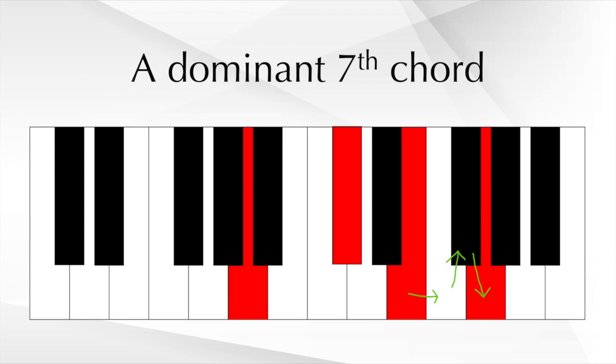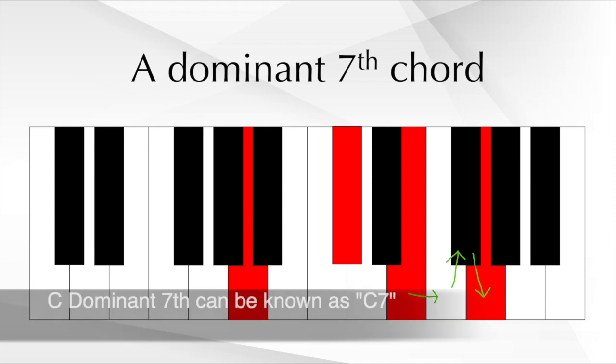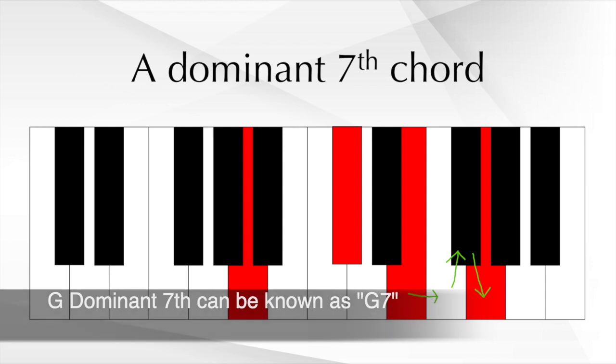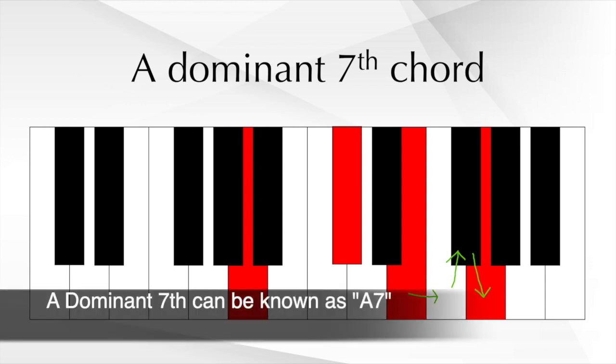Additionally, dominant 7 chords can also be known as 7th chords in short form. For instance, C dominant 7 can also be known as C7, G dominant 7 can also be known as G7, and A dominant 7 can also be known as A7.